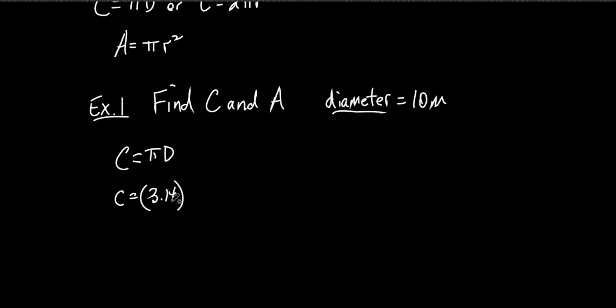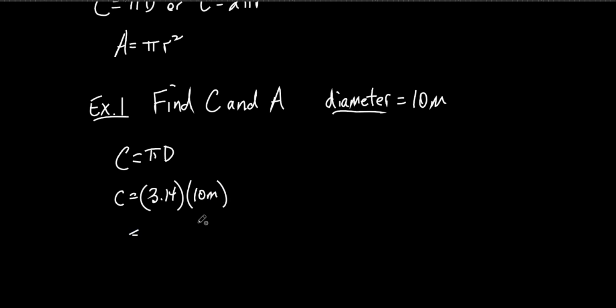Now, remember, it's an approximation, but I'm not going to put a dot, dot, dot there or anything like that. You could put a little approximate equal sign here. I'm not going to be super picky on that. But technically it is approximately. All right, times the diameter. What's the diameter? It's 10, and it's in meters, right? So don't forget your units.